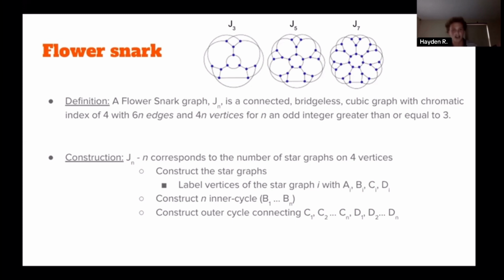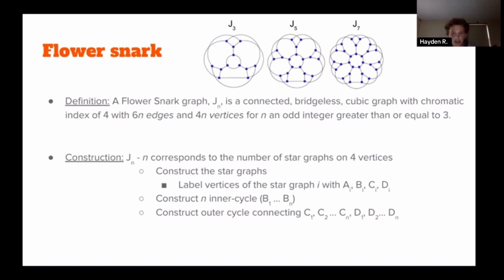It has 6n edges and 4n vertices, for n an odd integer greater than or equal to 3. So the flower snark is always going to be labeled with an odd number. It can never be labeled like J4. It can't be an even number because we figured out that if it was J4 or J6 or any of those even numbers, then when we labeled it with the colors, the chromatic index would actually be 3 instead of 4, so it would no longer be defined as a flower snark graph.